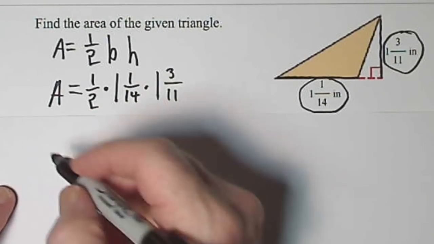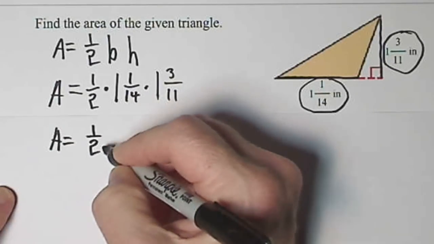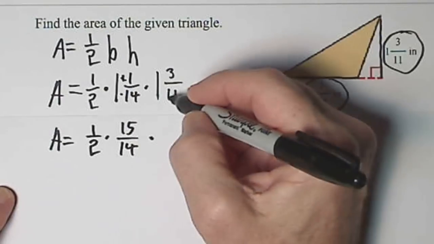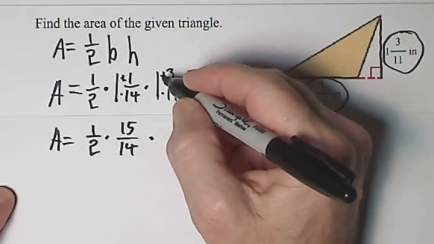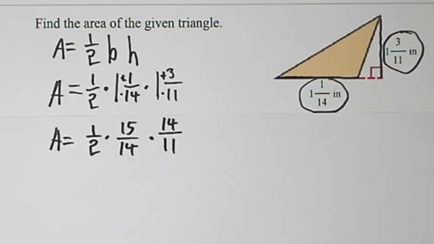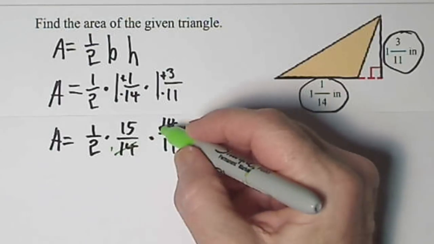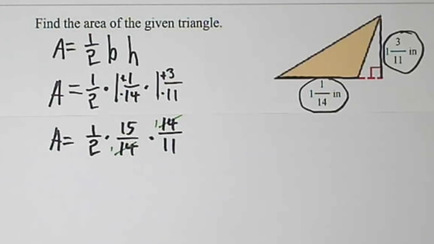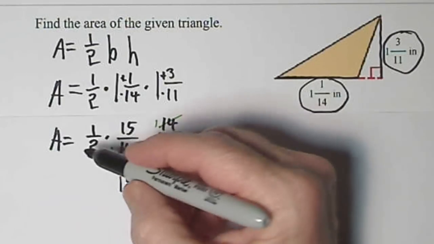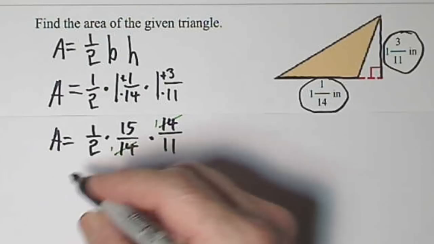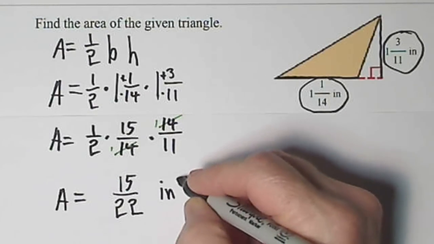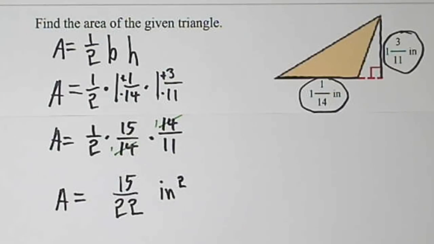Alright, so we certainly can't multiply in that form. So 1/2, that's 15 over 14. And then here we have 14 over 11. And notice we can do some real nice canceling here. 14 goes into 14 once. So all you have to do is multiply 15 times a couple ones. That gives you 15 over 2 times 11. So the area is 15/22. The units are inches. And you always have to say squared if you're talking about area.